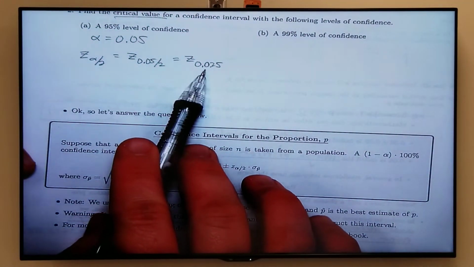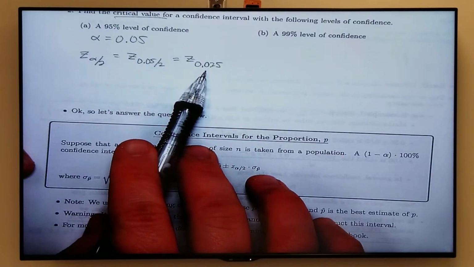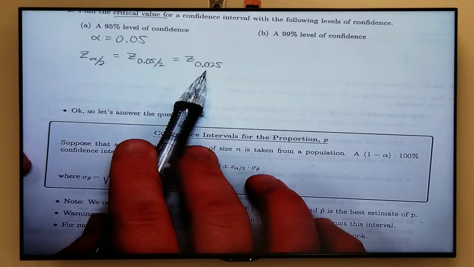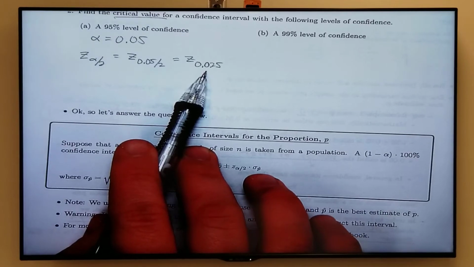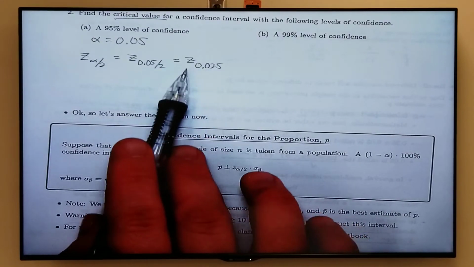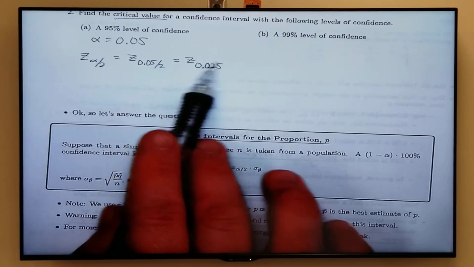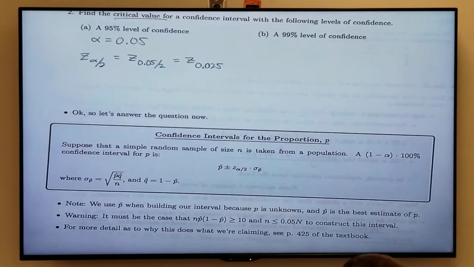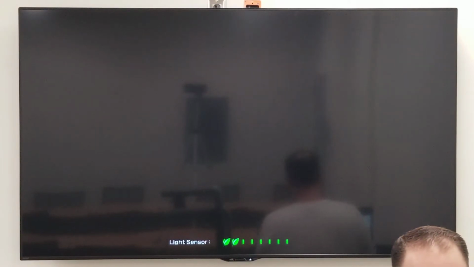In order to get that value, we go to StatCrunch, we go to the normal calculator, we leave the mean on 0 and the standard deviation on 1, and we change the area to 0.025. Okay, so let's go to StatCrunch to calculate that value.